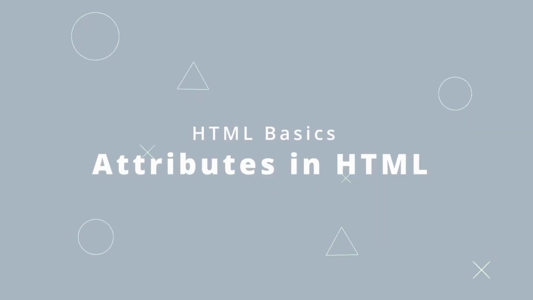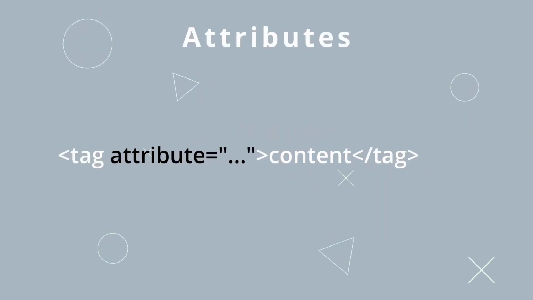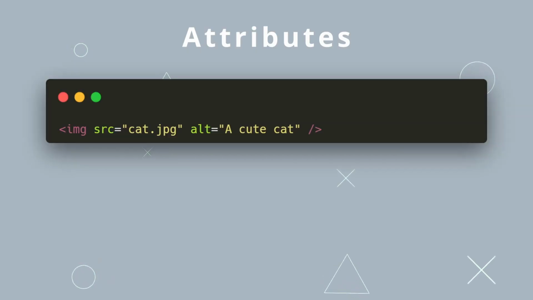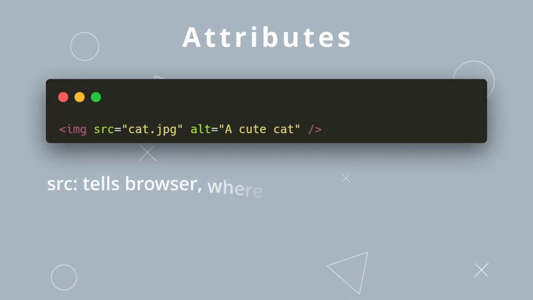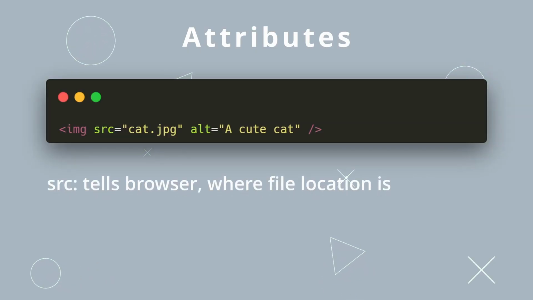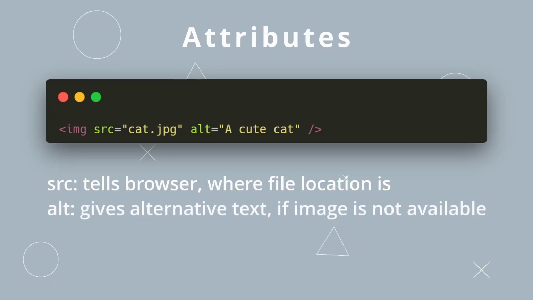Today, we learn what attributes are in HTML. Attributes give extra information about an element. They always go inside the opening tag. Let's take a look at an example. Right here, src tells the browser where the image file is, for example. Alt gives an alternative text if the image can't be loaded.